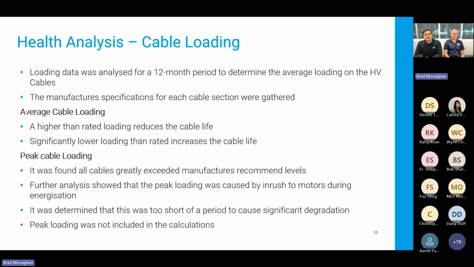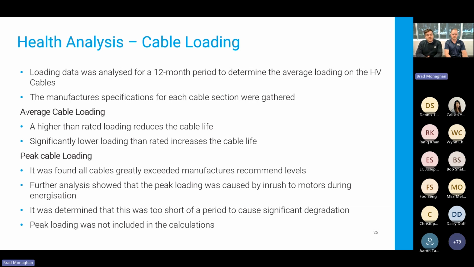So the other analysis process that we use is cable loading. For this, we've got the past 12 months of cable loading for each of the cables, broken down into 5-minute chunks, I believe. And we looked at both the average and the peak loading, and then compared that against what each cable segment had its manufacturer's recommended limits. So on average, we found that every single cable was significantly lower than what the manufacturer recommended. And by significant, I mean fractions of what it was.